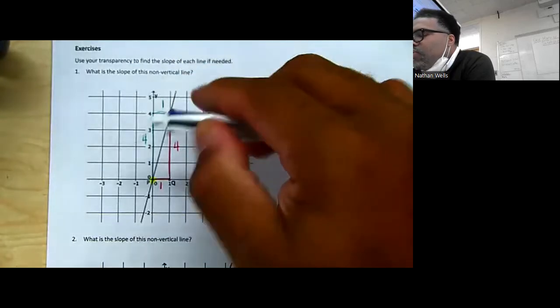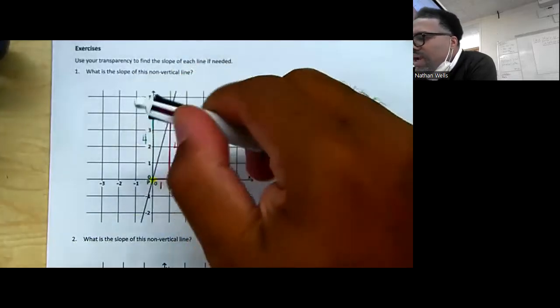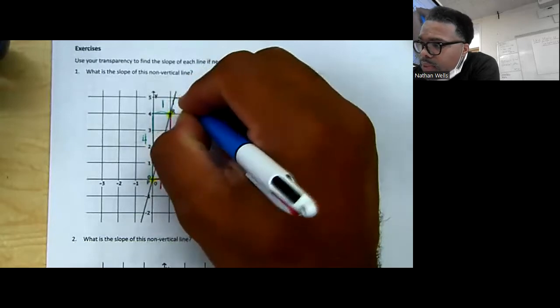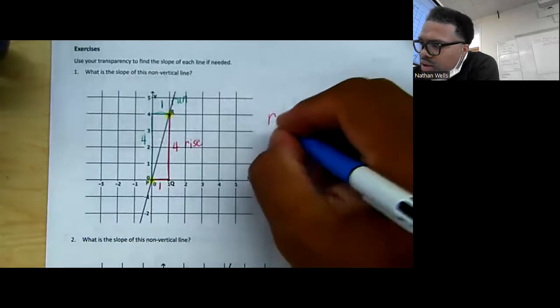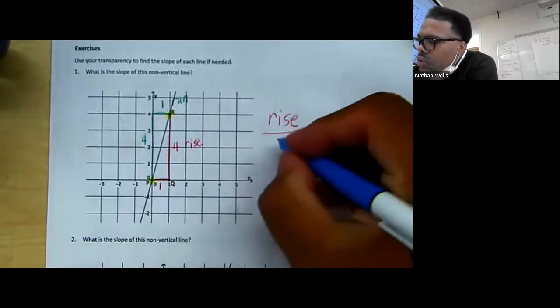Now, anytime we move up, that is our rise. And if we move either left or right, that's our run. Slope is defined as rise over run.